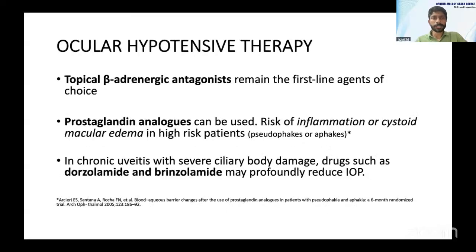So for ocular hypotensive therapy, what all can we give? Topical beta blockers remain the first line of agents. Next, prostaglandin analogs can be used, but only if the inflammation is controlled. There is a risk of inflammation and cystoid macular edema in high-risk patients like pseudophakics or aphakics, so it should be used very cautiously. In chronic uveitis with ciliary body damage, drugs such as dorzolamide or brinzolamide can profoundly reduce the intraocular pressure, as the ciliary body is already damaged.